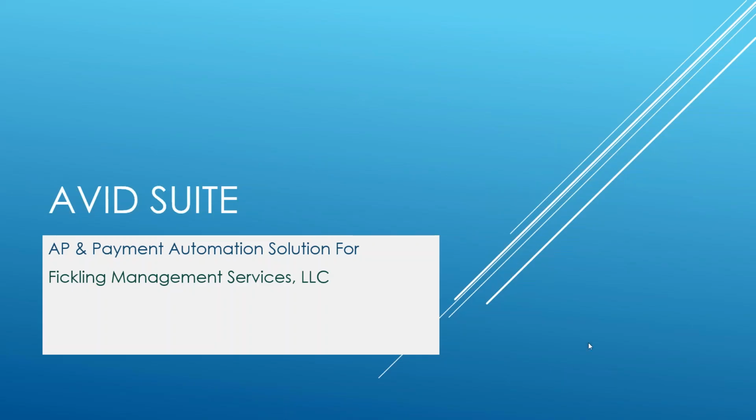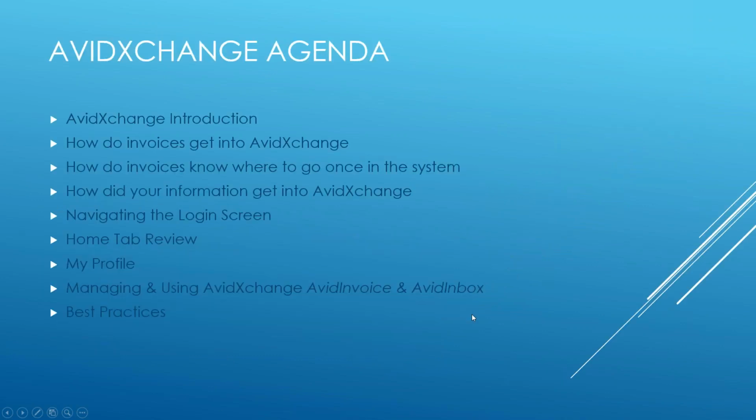All right. So Avid Suite is our AP payment and invoicing automation solution for our company. And today what we're going to be talking about on our agenda is just a basic introduction to AvidXchange. How do the invoices get into Avid? How do the invoices know where to go once they're in the system? And how did your information get into Avid?